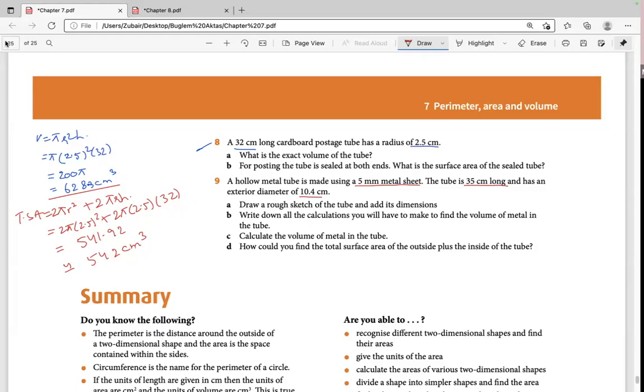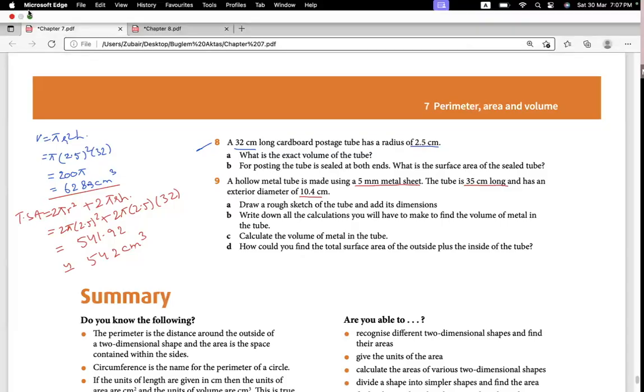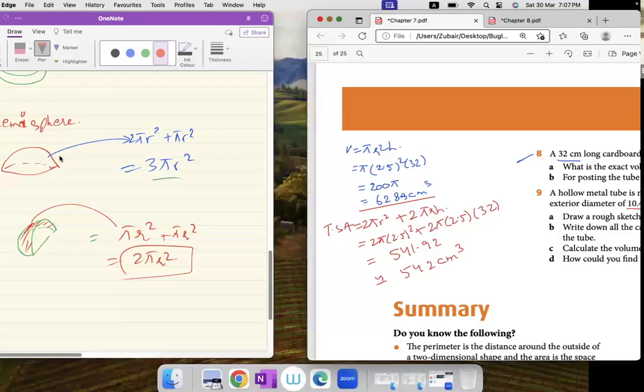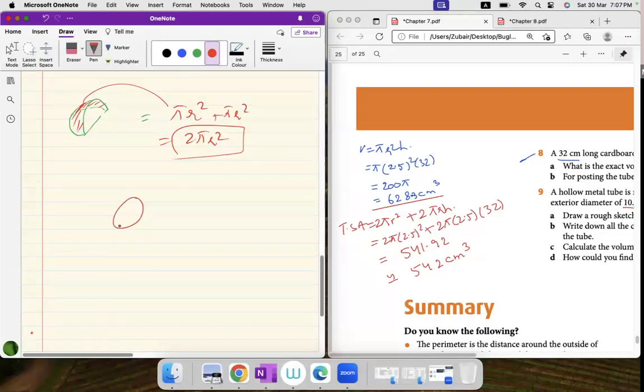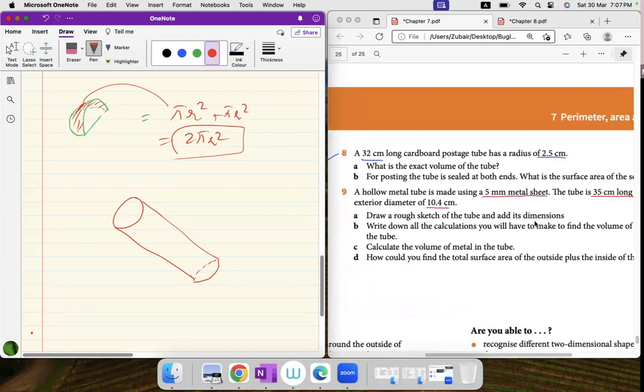Yeah, it looks like that, but I'm unable to read the dimensions. I'll quickly draw it. So basically, we have a cylindrical shape in which we know that the length is 35 centimeters. So I'm labeling this as 35 centimeters length.